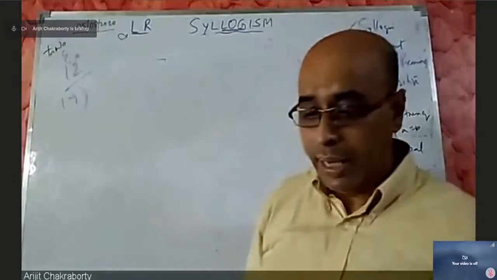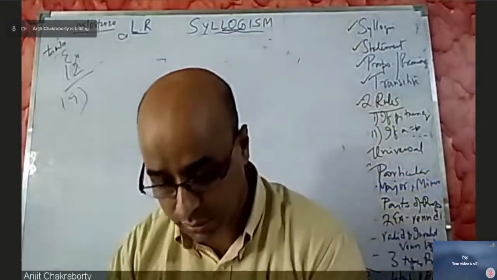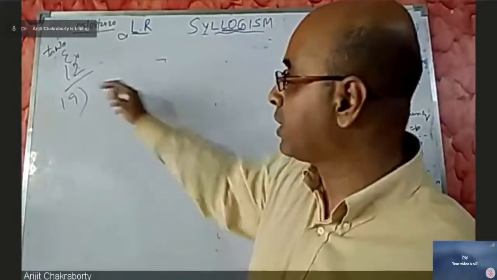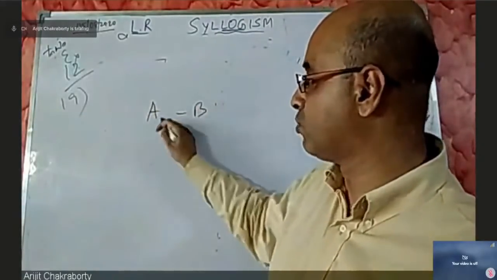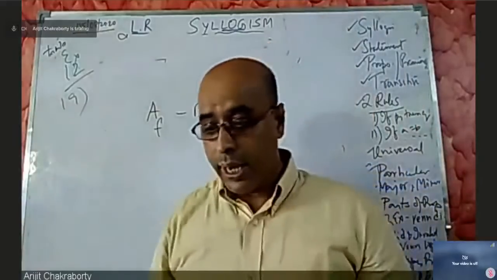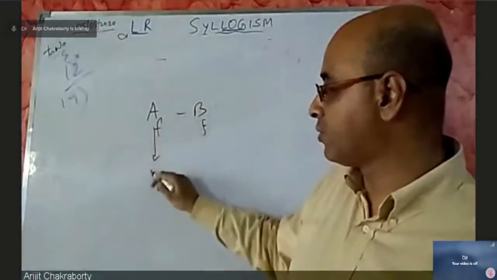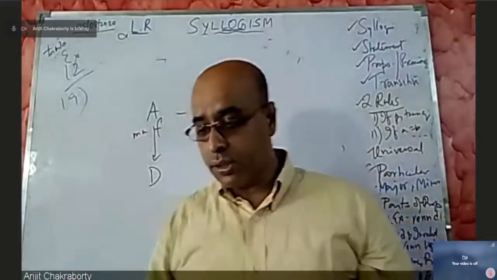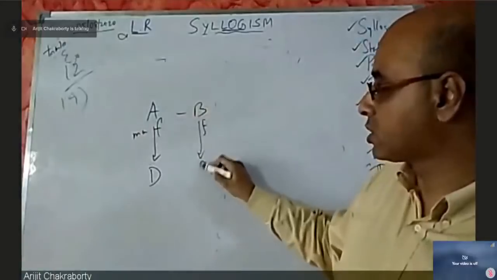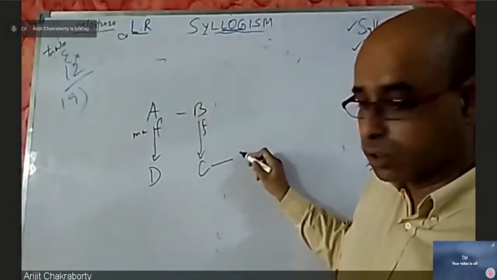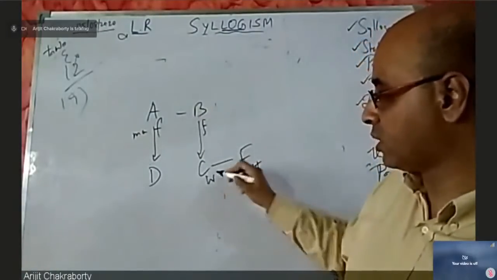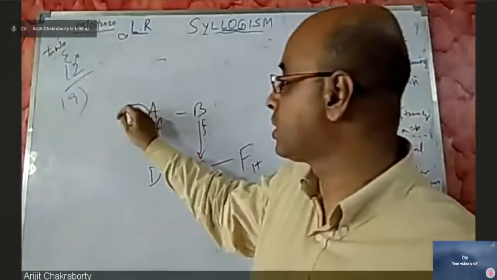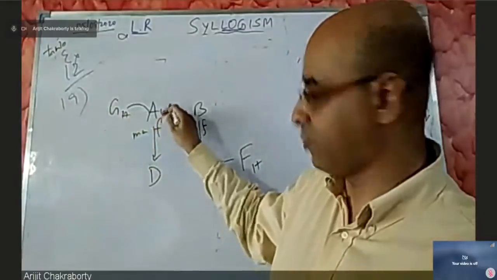They have requested me. A and B are sisters, so both are female. A is the mother of D. Now B has a daughter C, who is married to F. F is the husband, C is the wife. G is the husband of A, so A is the wife.